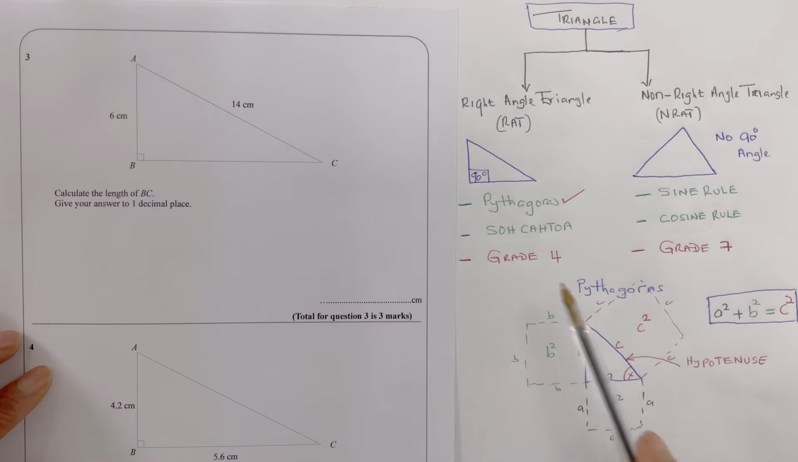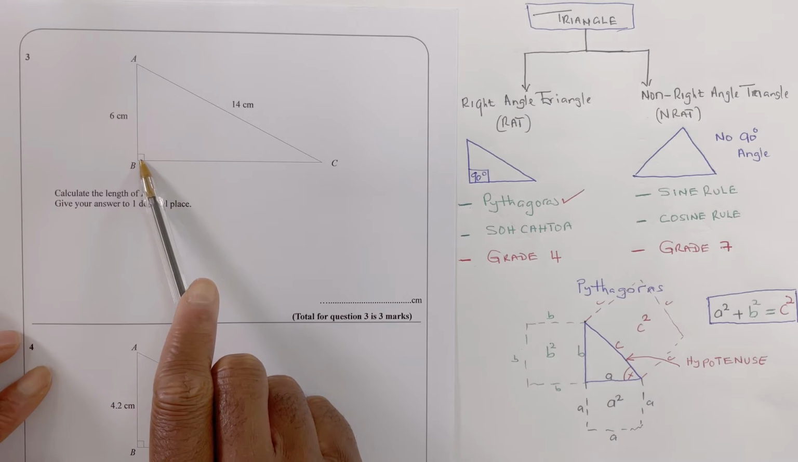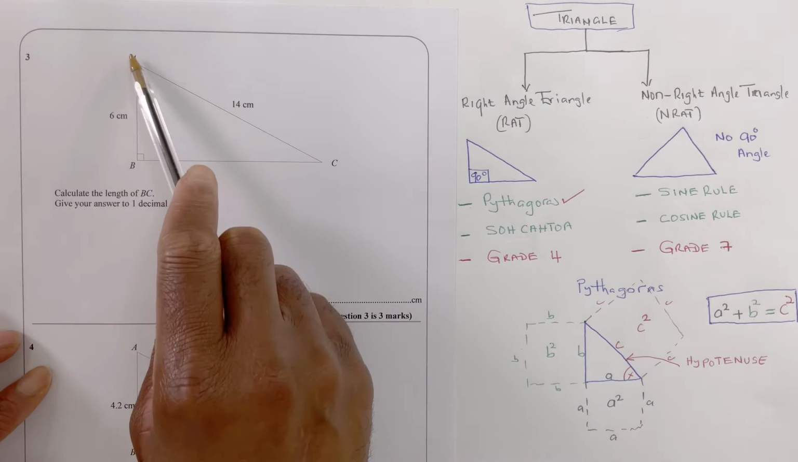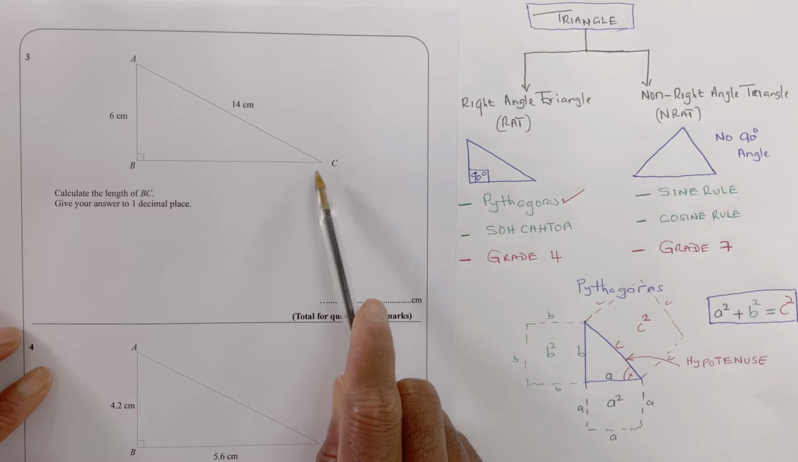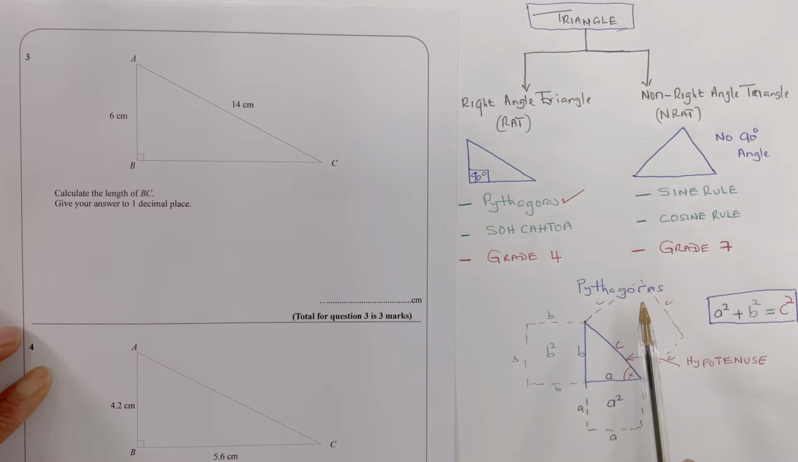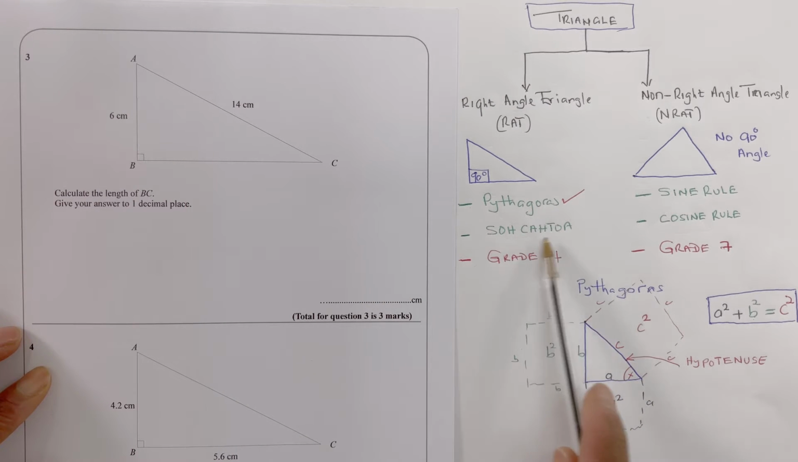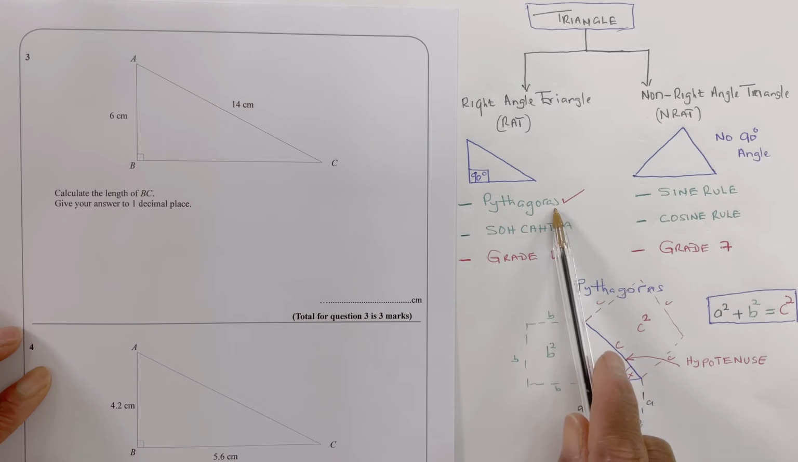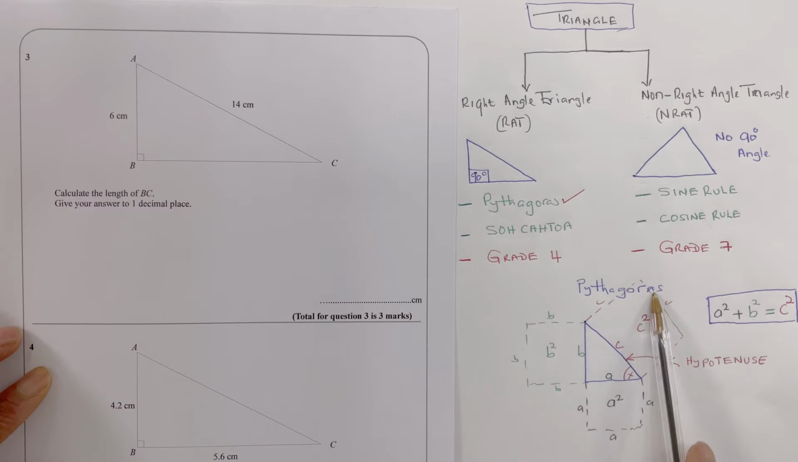Okay, now you understand that this is a right angle triangle. We're looking for the sides of the right angle triangle. To do that, we can apply Pythagoras or SOHCAHTOA. But today we're applying Pythagoras, and to apply Pythagoras, we apply this equation.